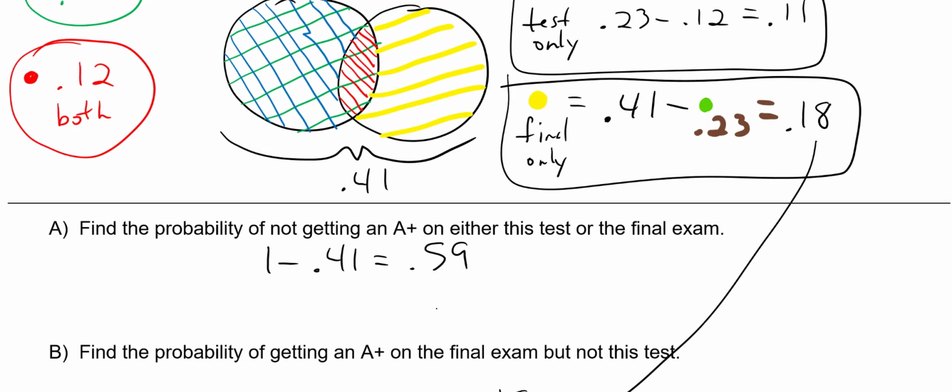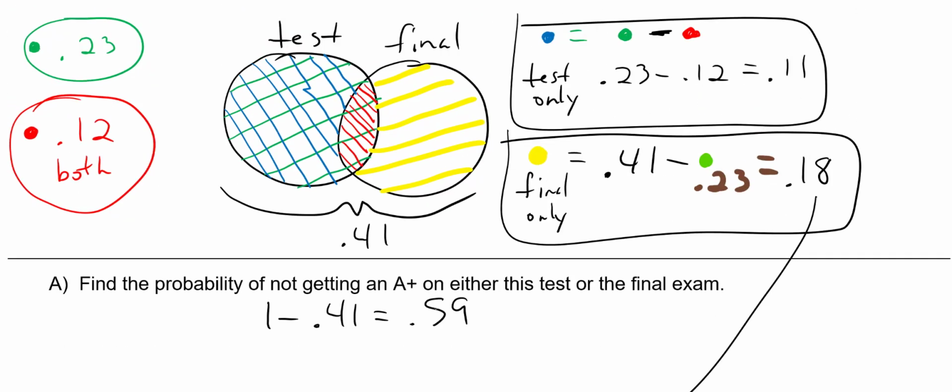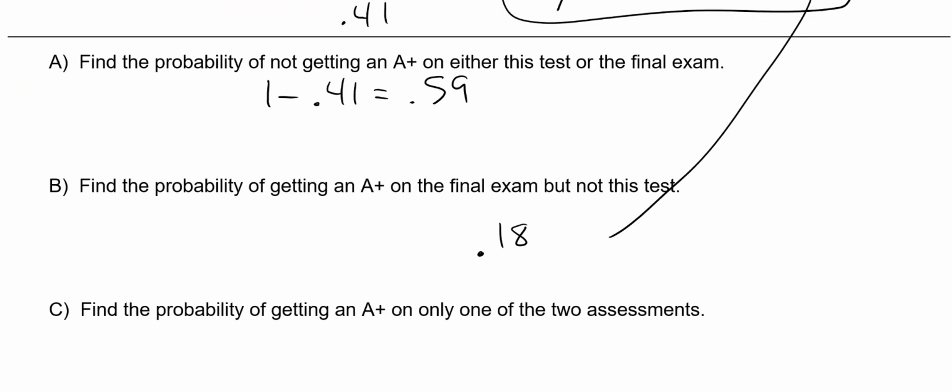Well, there's two ways to do that. Only one of the two is the blue, which is just that part of the test, or the yellow, right? So the blue plus the yellow, which is going to be 0.11, is the blue part, plus the yellow, which is 0.18, and that gives us 0.29.